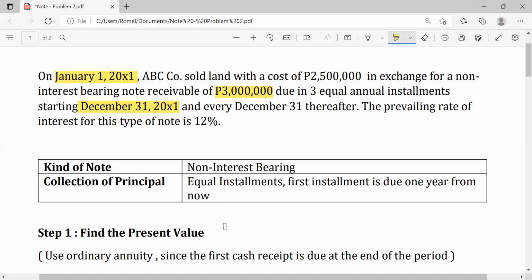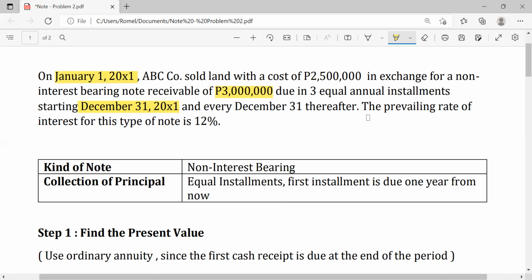So the question is, why is it important to assess, especially for installment collections, kung kailan ang first collection? Why is it important to assess kung kailan ang first collection? This will matter in computing for the present value. Malalaman nyo na ang timing ng first collection, magmamatter yan sa pag-compute ng present value.